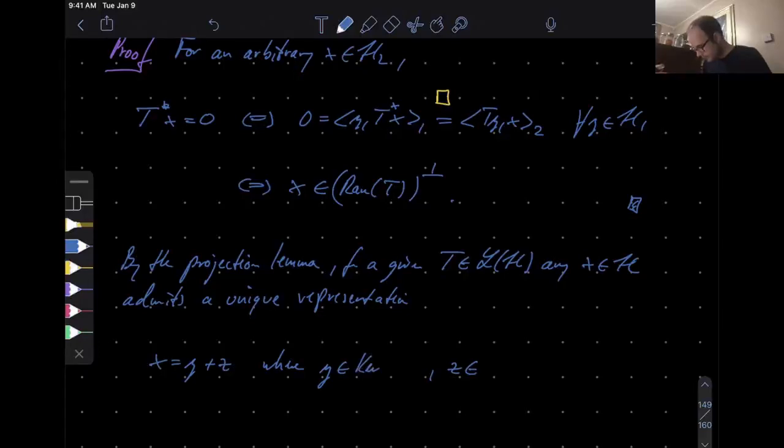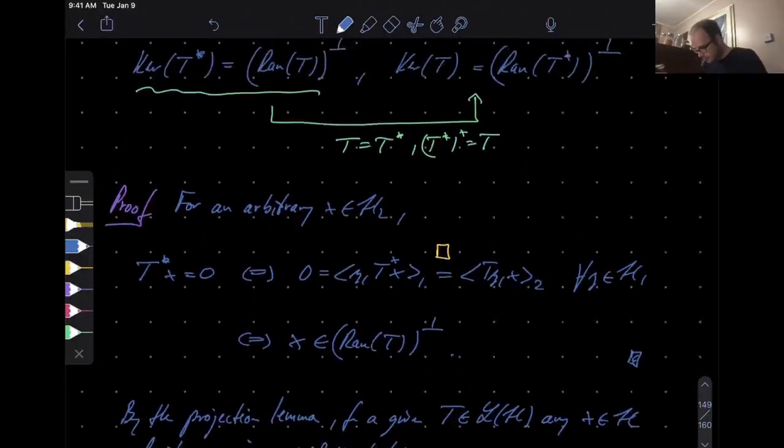So we apply the projection lemma. This is our closed subspace. Kernels are always closed of bounded linear transformations. And we will take the kernel of the adjoint. Right? And then the projection lemma says that y is in there and z is then in the orthogonal complement. Yeah, but that we just figured out what that is.